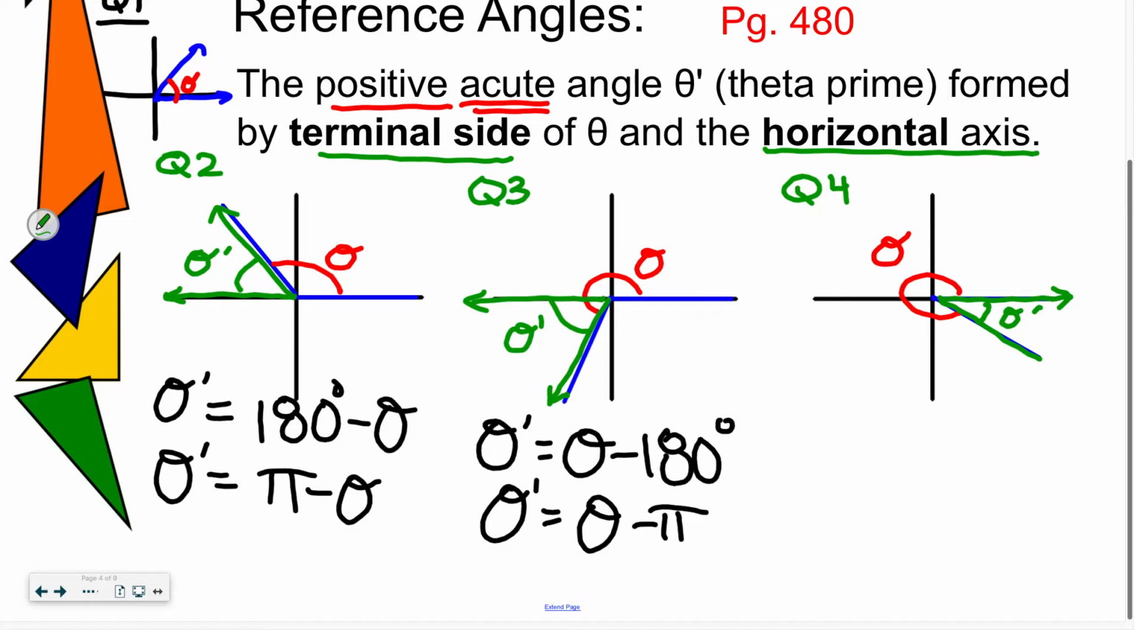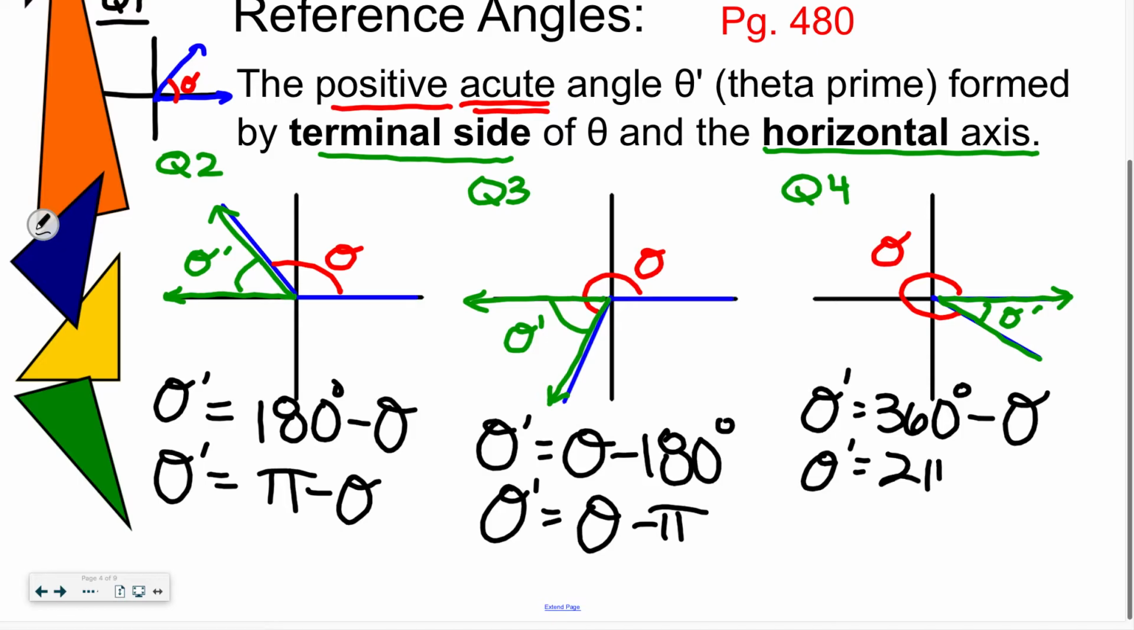Remember, don't go back to the y-axis because that makes an hourglass, not a bow tie. So we need bow ties only. So what do you notice about the red and the green angle together? They make what, Alex? They make the whole circle. They make 360. So like the other one, when you know that they add up to 360, you're going to subtract from that. So theta prime is 360 degrees minus theta, or theta prime is 2 pi minus theta.